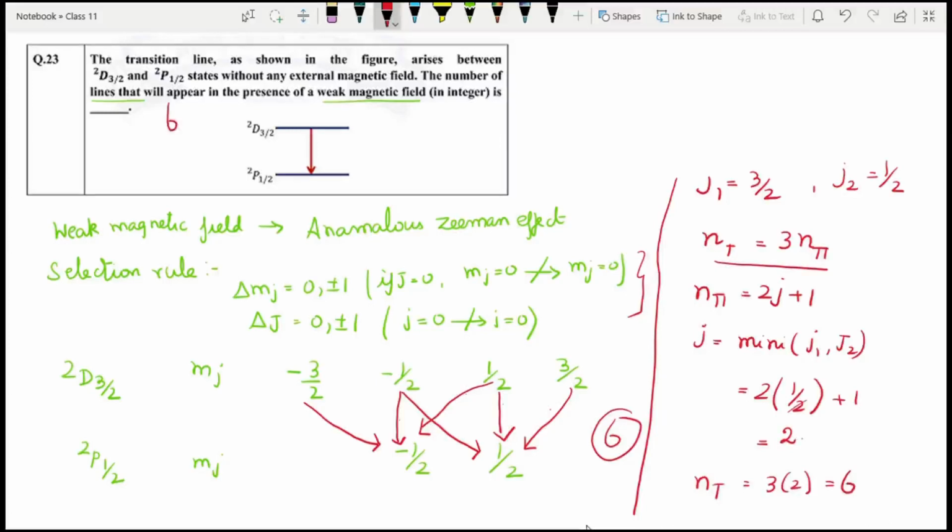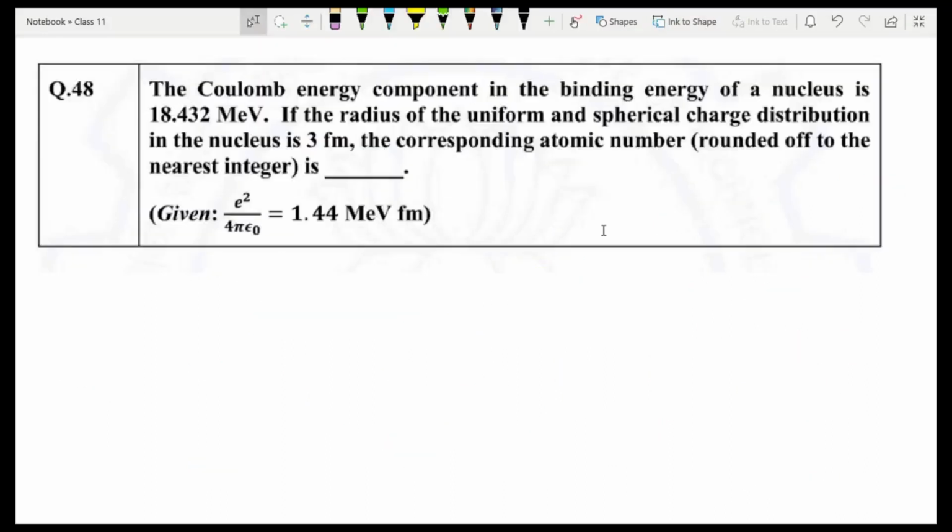Answer is 6. The coulombic energy component in the binding energy of a nucleus is 18.432 MeV. If the radius of the uniform and spherical charge distribution in the nucleus is 3 fermi meter, find the corresponding atomic number, given e squared by 4 pi epsilon naught is 1.44 MeV fermi meter.